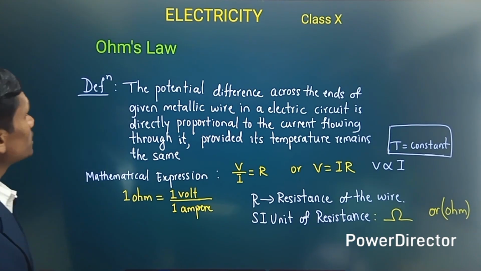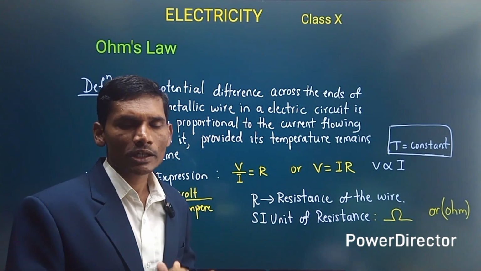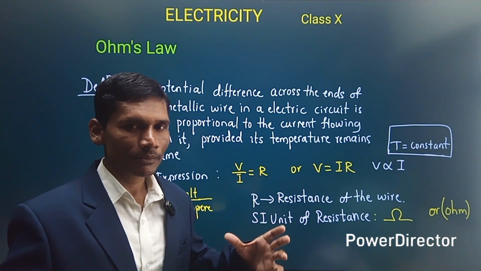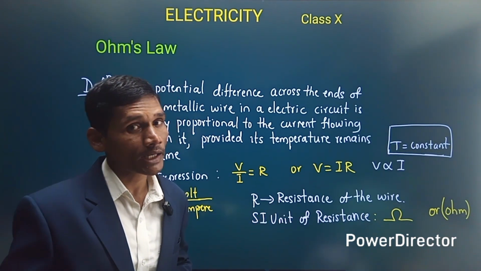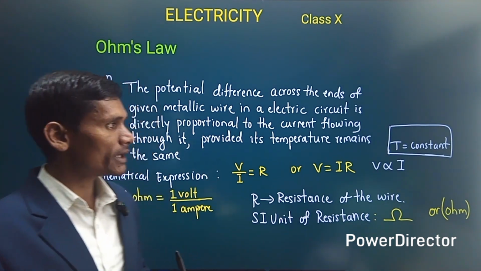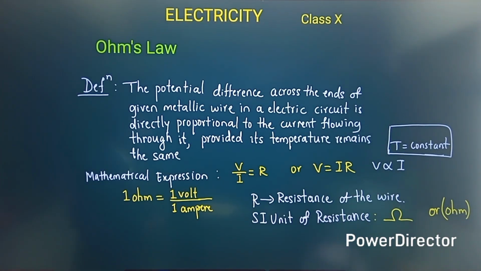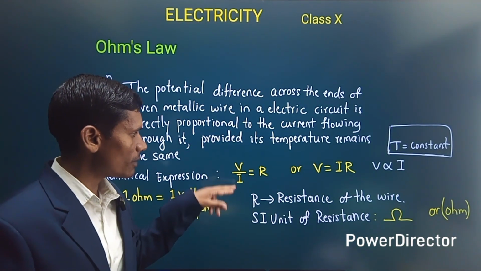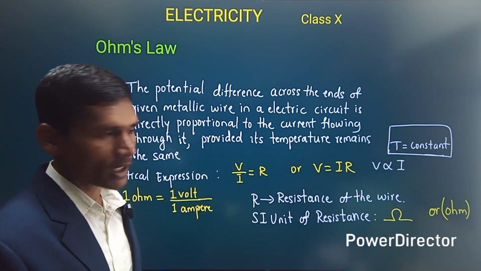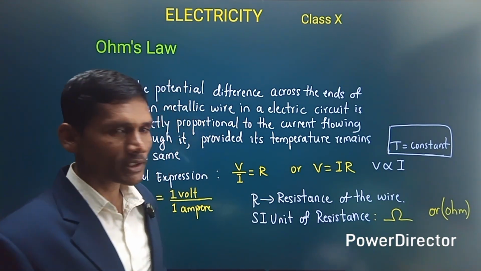Yes, next coming to Ohm's law. What is Ohm's law? It is very simple. The potential difference across the ends of a given metallic wire in an electric circuit is directly proportional to the current flowing through it, provided the temperature remains the same, right? So this is how we need to define it. The mathematical expression is phi upon I is equal to R. If you divide the potential difference by the current, you are going to get a constant. That constant is resistance.